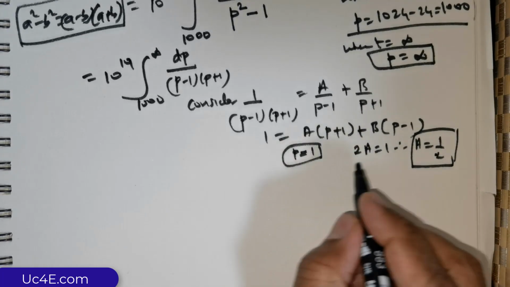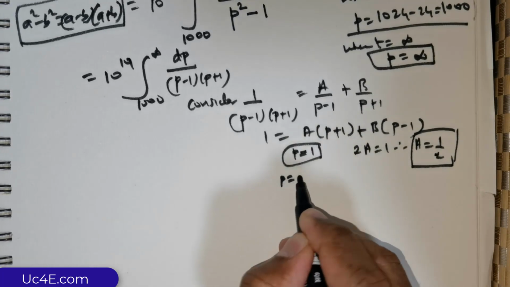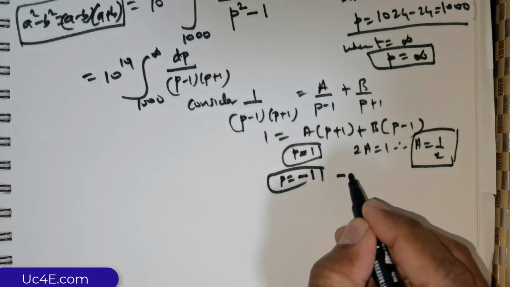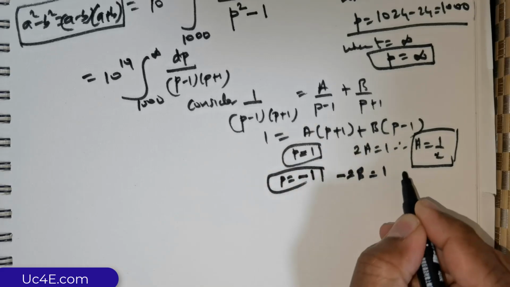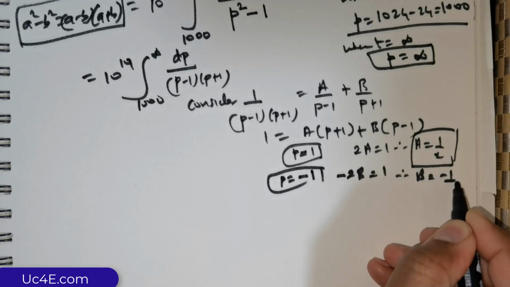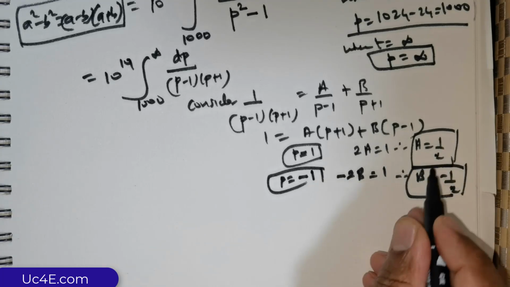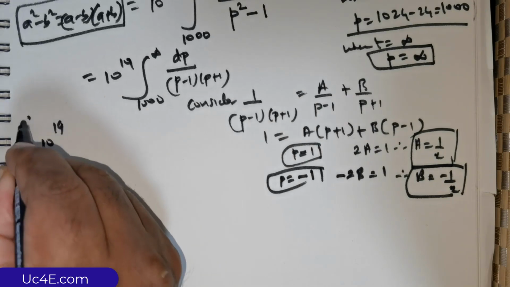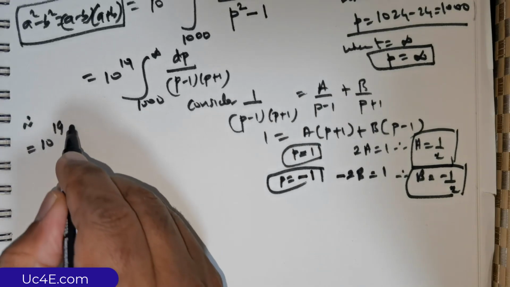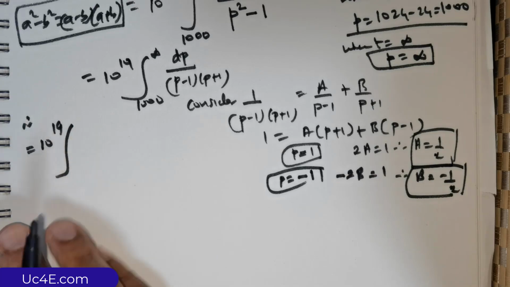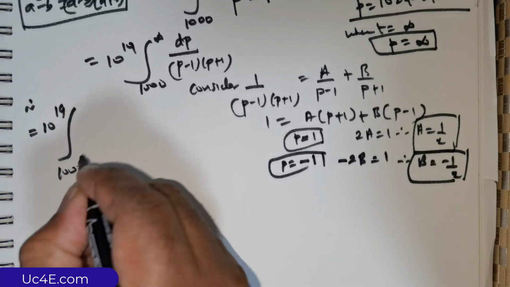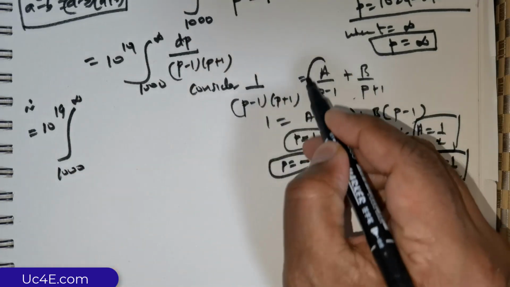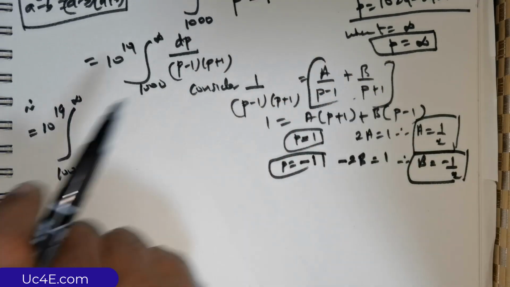And if I were to take p is equal to negative 1, this will vanish. This is going to be negative 2 times b is equal to 1. Therefore, b is equal to negative 1 over 2. So I've got the value of a and b. Therefore, 10 power 19 times the integral from 1000 to infinity, this quantity is replaced with the partial fraction quantity.